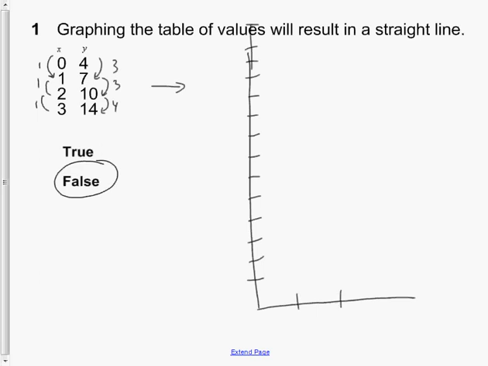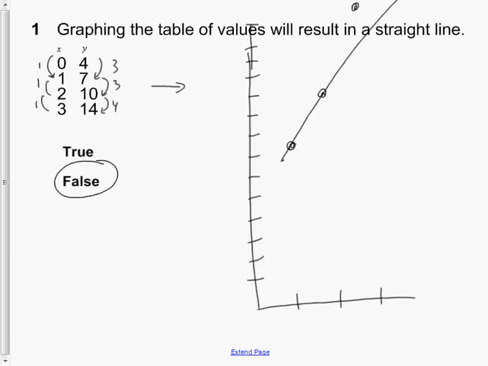And 1, 2, 3. So 1 and 7. So 1 and 7 would be 1, 2, 3, 4, 5, 6, 7 right there. 2 and 10 would be there. And 3 and 13 would be right there. So we actually have not a straight line. Oh, that didn't work out as well as I wanted it to.